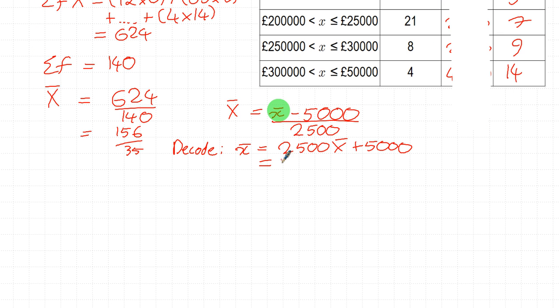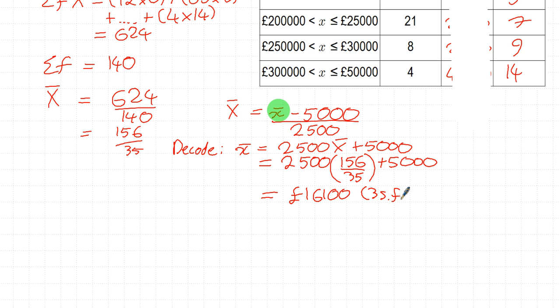So if we drop in what we know capital X bar to be, the coded mean, it's this, and if we add 5,000 here and use our calculators, we get the following estimate for the mean to 3 significant figures. I think quoting anything above 3 significant figures is a little bit misleading, given that this was indeed grouped data.